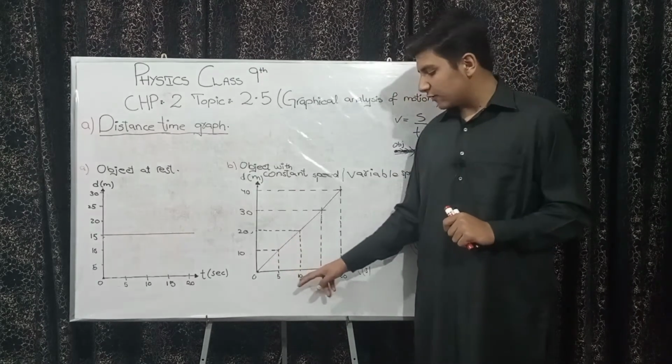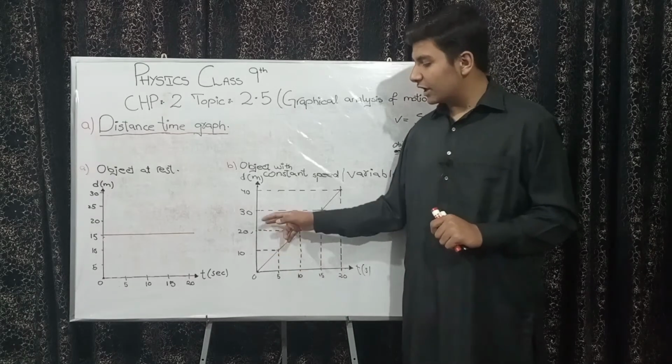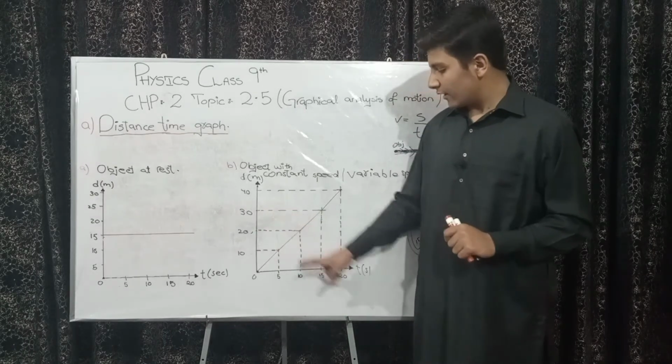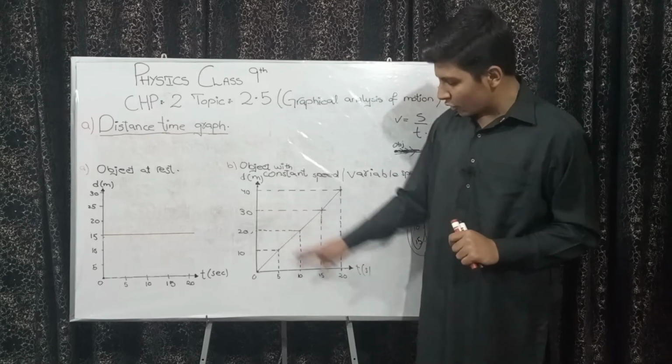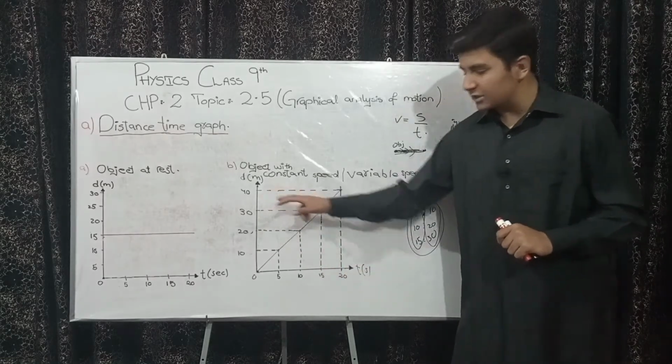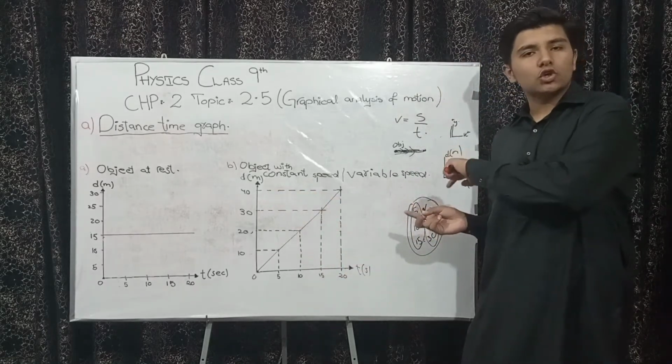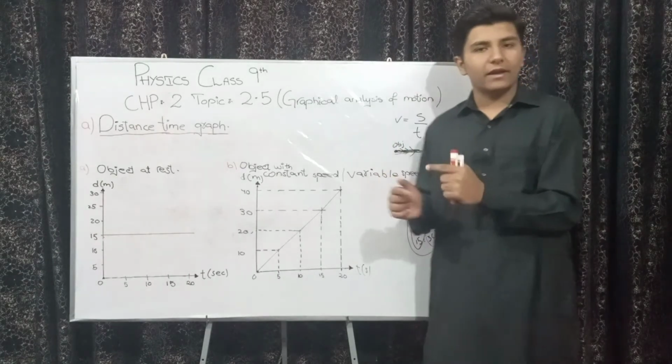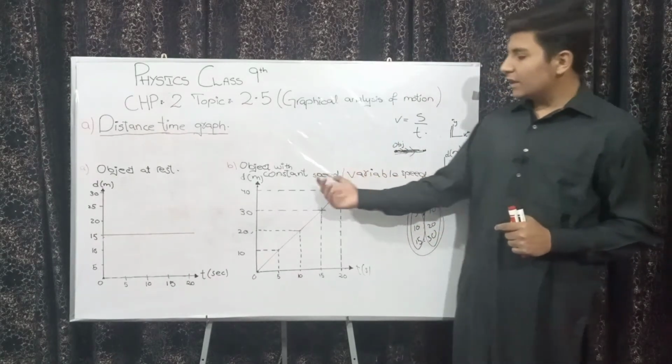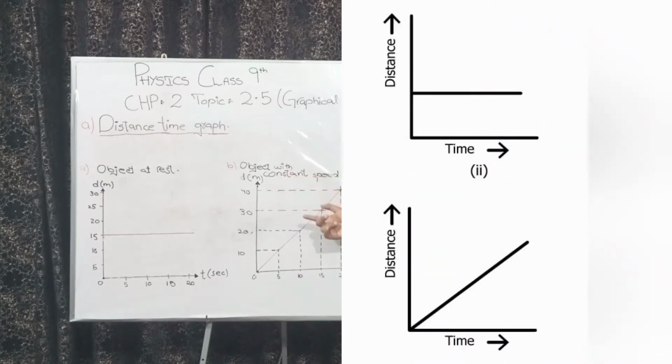Then if it takes 5 more seconds, it will cover 10 more meters. Again, 5 more seconds, 10 more meters; 5 more seconds, 10 more meters. When it is covering and the ratio on both sides is equal from time to time, then the object is said to have constant speed.